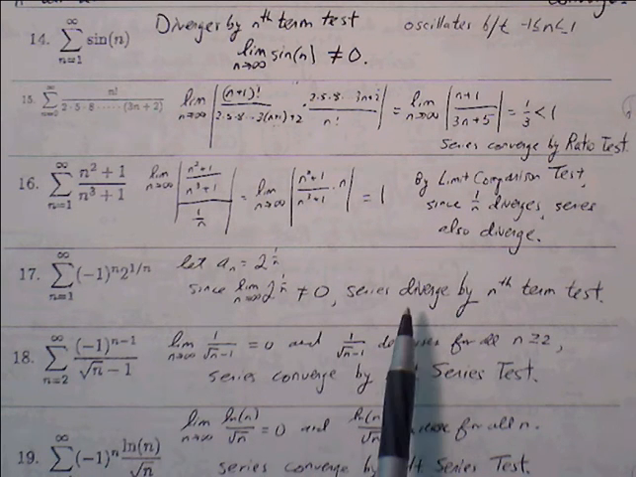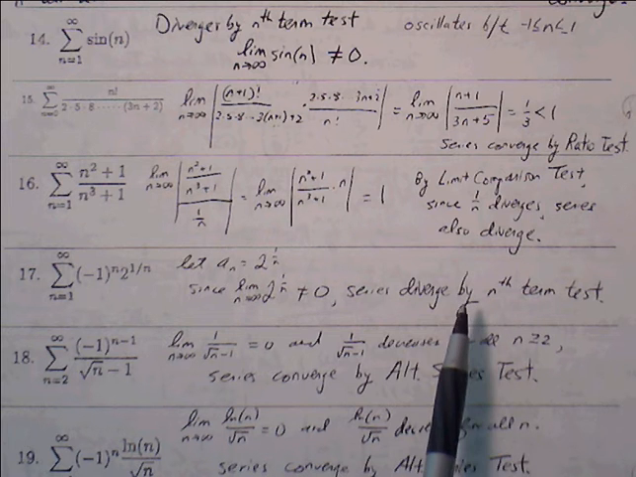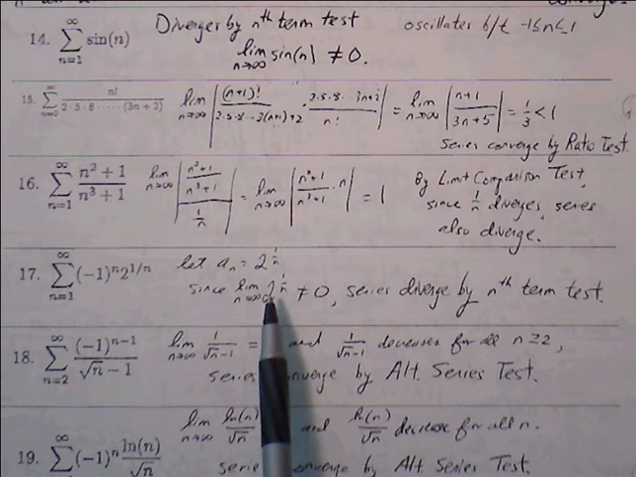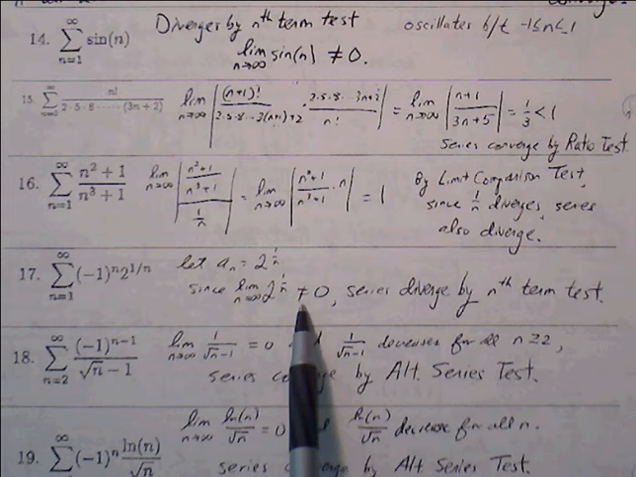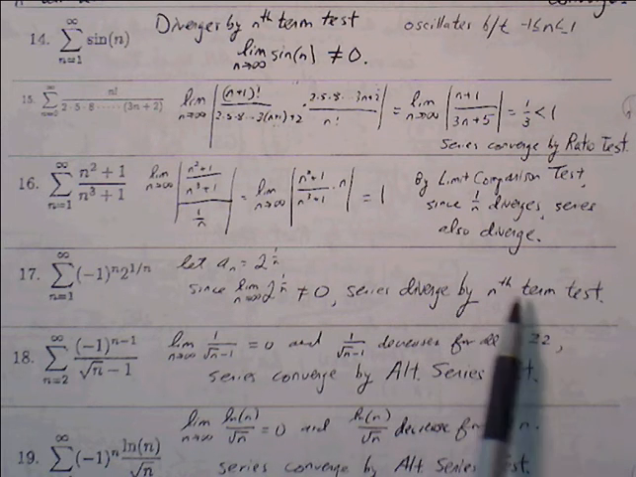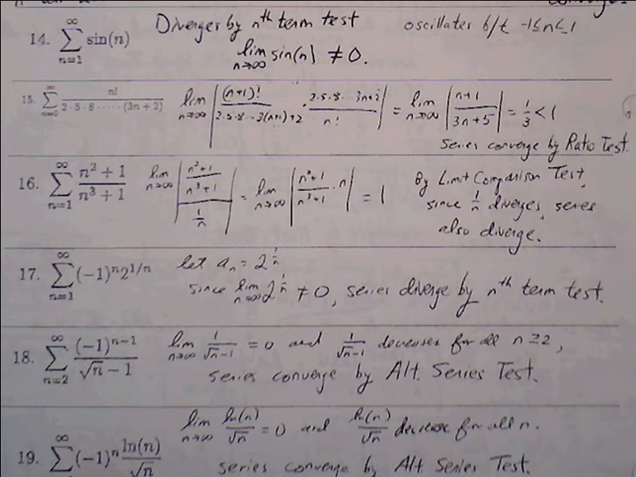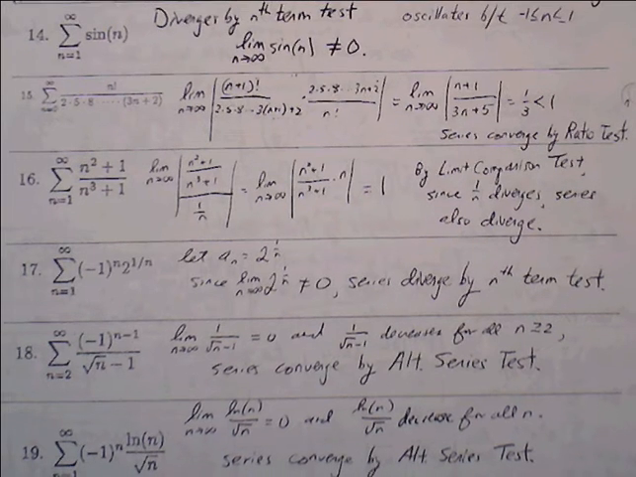So therefore, our series will diverge by the nth term test, since the limit of this expression doesn't go to 0. There's no way that series will converge. So the nth term test is enough to show that the series does not converge.